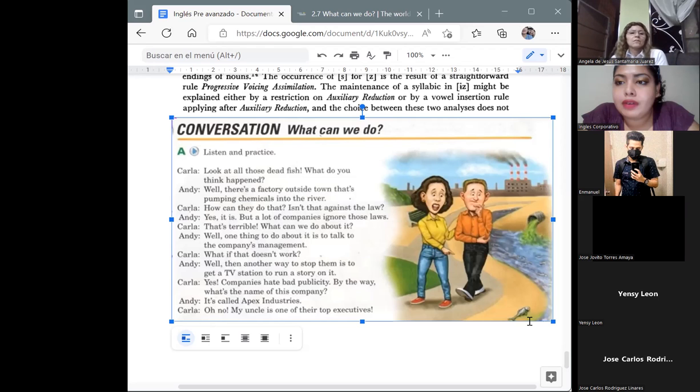Look at those dead fish. What do you think happened? Well, there is a factory outside town that's pumping chemicals into the river. How can they do that? Isn't that against the law? Yeah, it is. But a lot of companies ignore those laws. That's terrible. What can we do about it? Well, one thing to do about it is to talk to the company's management. What if that doesn't work? Well, then another way to stop them is to get a TV station to run a story on it. Yes, companies hate bad publicity. By the way, what's the name of this company? It's called Apex Industries. Oh no, my uncle is one of their top executives.